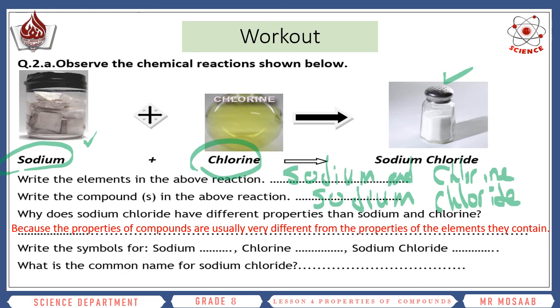Write the symbols for sodium. Sodium symbol is N capital, A small. Chlorine, C capital, L small. Sodium chloride, NaCl. What is the common name for sodium chloride? Sodium chloride is very famous because we use it every day. It's table salt.